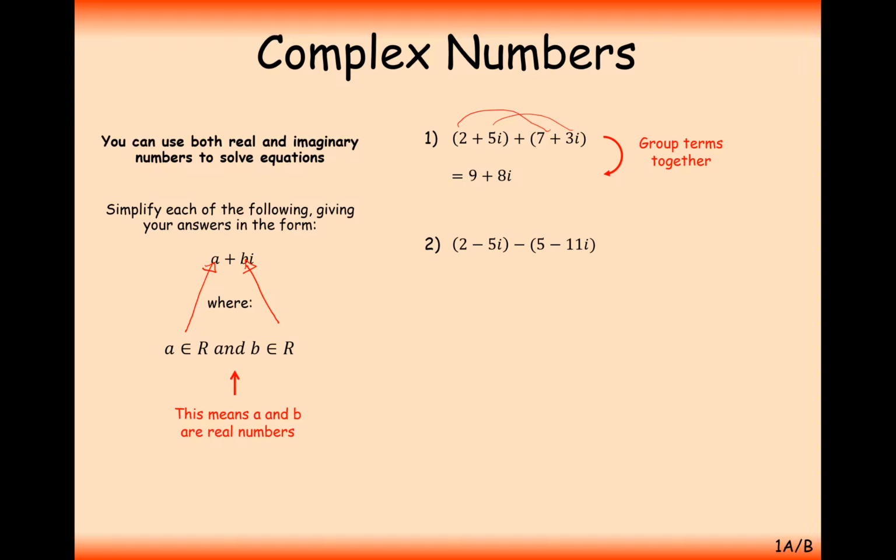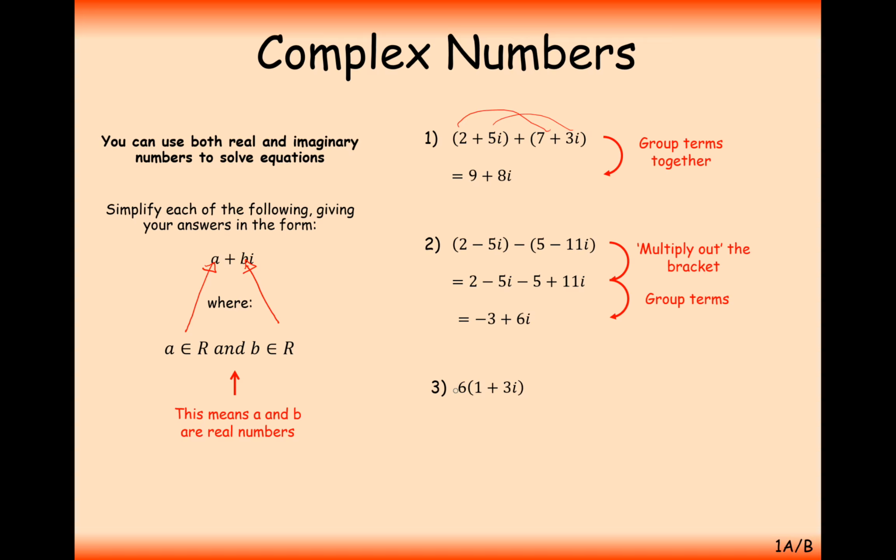Subtracting complex numbers works exactly the same here, and be careful for the double negative that will appear when you take away minus 11i. That will turn into a positive value. So multiply out your brackets and group together your like terms. So 2 minus 5 will give you a minus 3, and minus 5i add 11i will give you 6i.